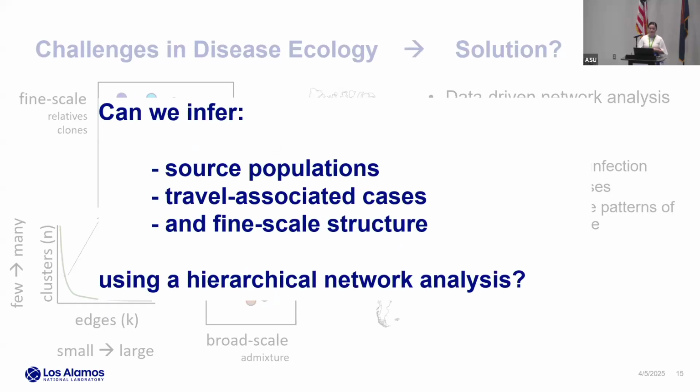And so I wanted to know if I could use this hierarchical network analysis and compare it to what has previously been published, to determine if this is a good method in disease ecology systems to identify those locations of infections and the travel-associated cases, as well as finer scale patterns of structure than we've seen thus far in Coccidioides.